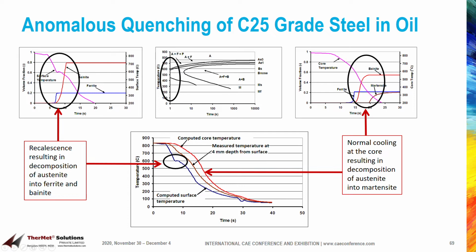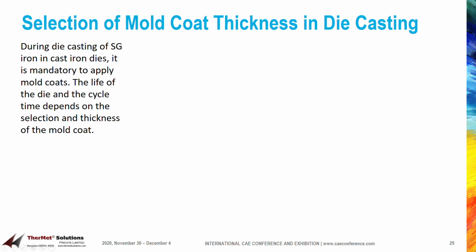So far, we have shown how InverseSOLVER can be used in the heat treatment industry for tackling many common problems. Here is an example where it can find its use in the die casting industry. During die casting of high temperature alloys like SG iron in cast iron dies, the use of mold coats is mandatory to control heat transfer from the liquid metal to the mold. The selection of the proper coating material and thickness are important to ensure long die life and optimum productivity.